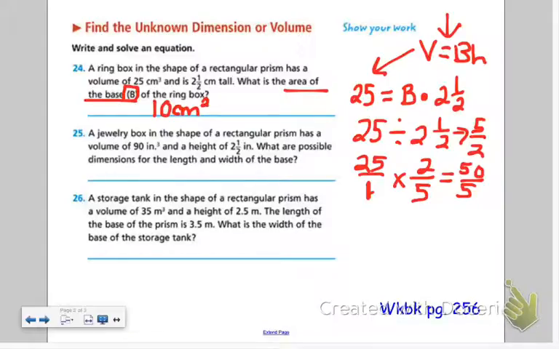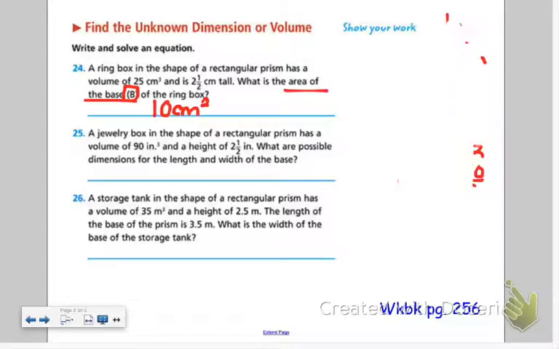Remember, we were looking for the area, so area is squared. I'm going to use the little exponent 2 to represent area. So that's number 24. Let's take a look at number 25 now. I'm going to erase my work so I have some space here. And maybe we'll do a different color.